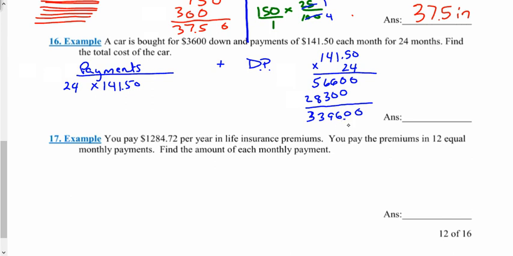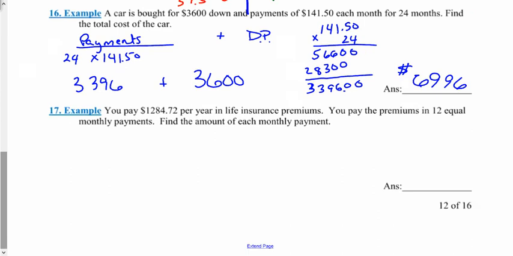The total of all of the payments is going to be $3,396. And then we also add on the down payment. That's the money we had to give right up front. So we're going to add on that $3,600, and you add those two together, that should get you $6,996. Okay, here we go.